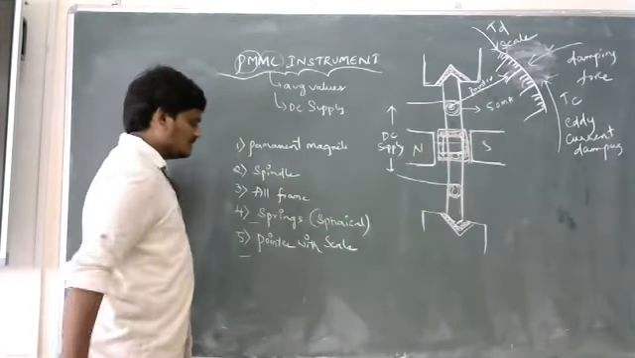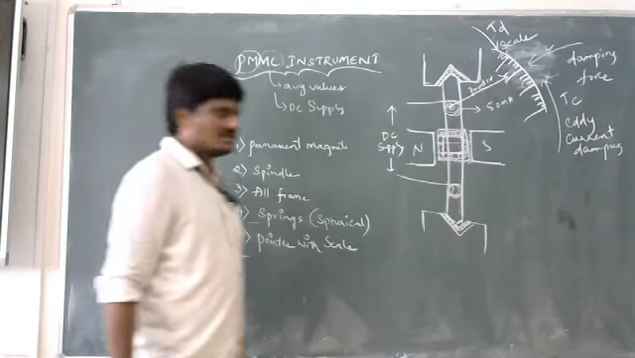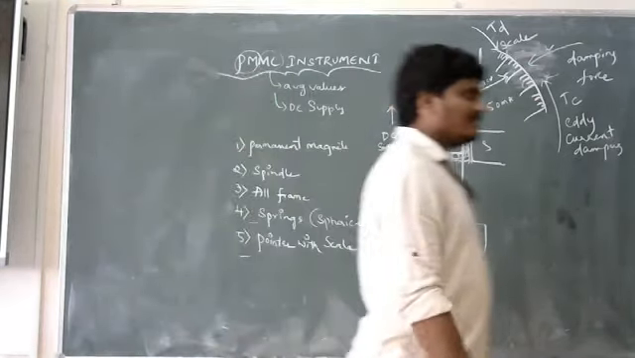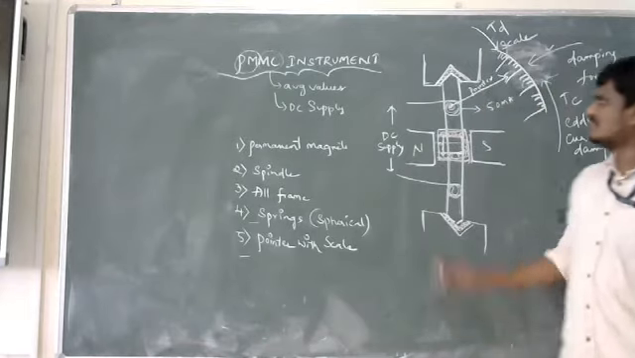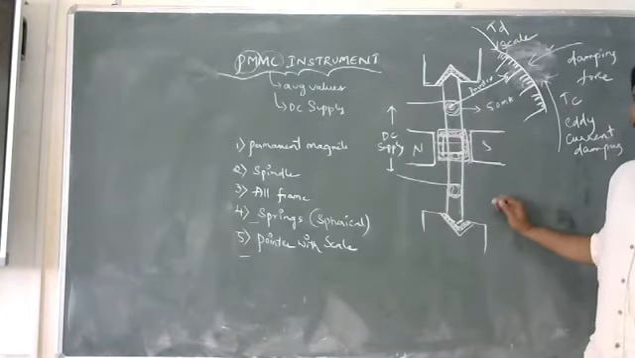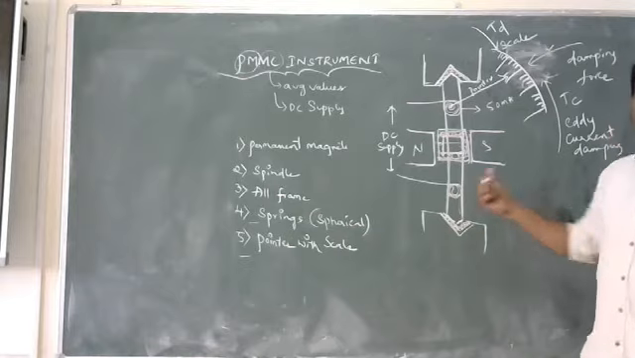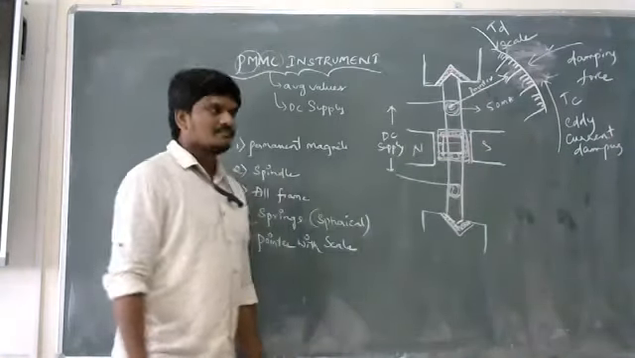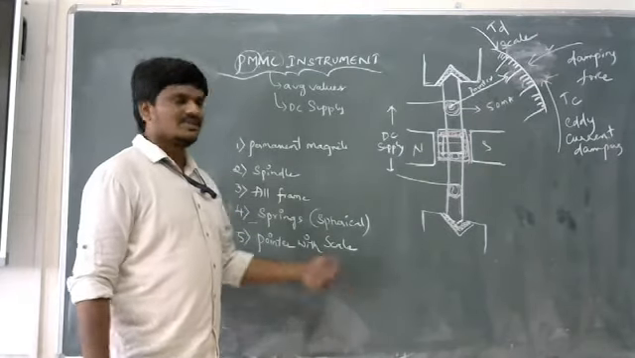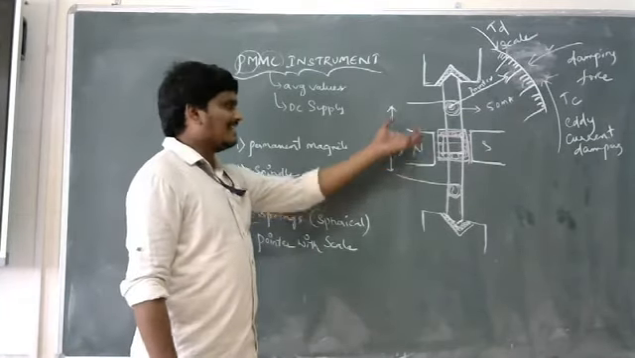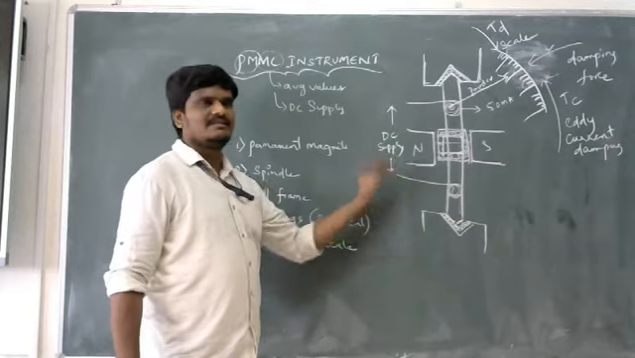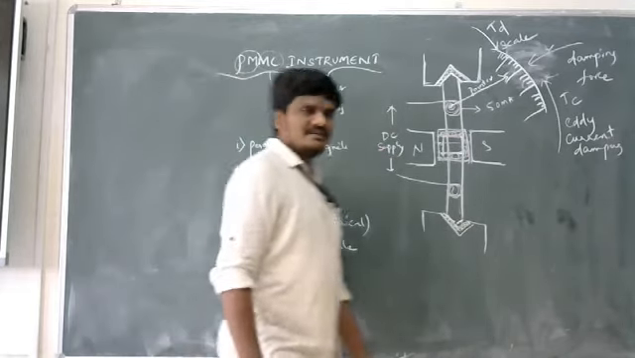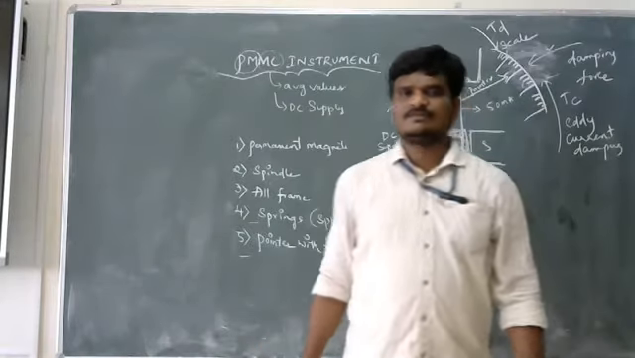And the fifth construction part is the pointer attached to a scale. With the help of this, we are going to take the exact reading or exact measurement of DC current or DC voltage by using this PMMC instrument. Now, the working principle of a PMMC instrument is the Lorentz force law. I am giving the statement again. Whenever a current carrying conductor is placed in a magnetic field, it experiences some amount of force.